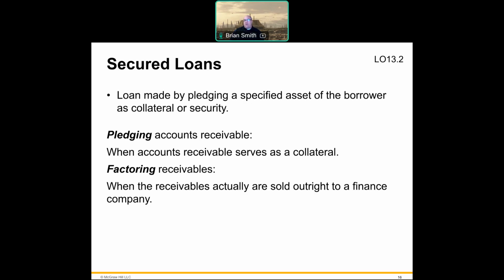I need the money today. I need the cash today, and so as a way of getting that money today, we're going to sell that to someone else to collect on it. Personally, for me, I don't know why people would factor. It's a thing. People do it all the time.